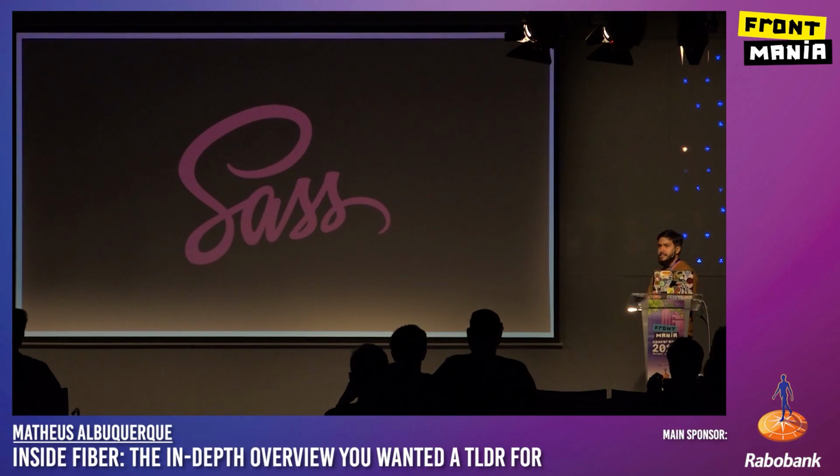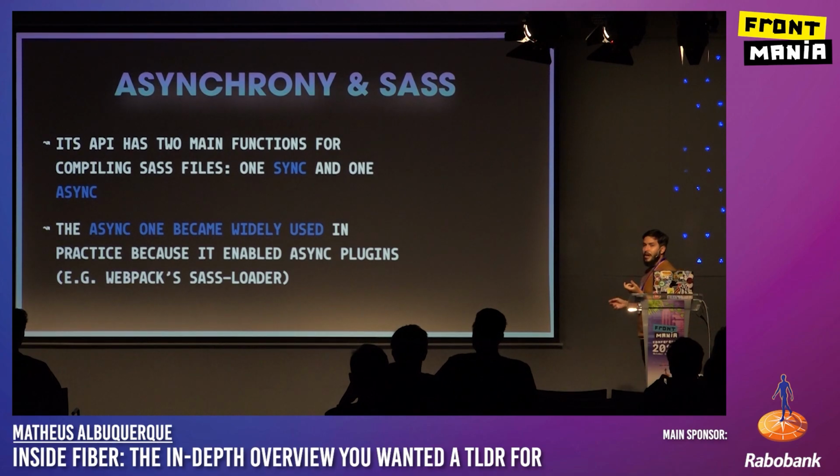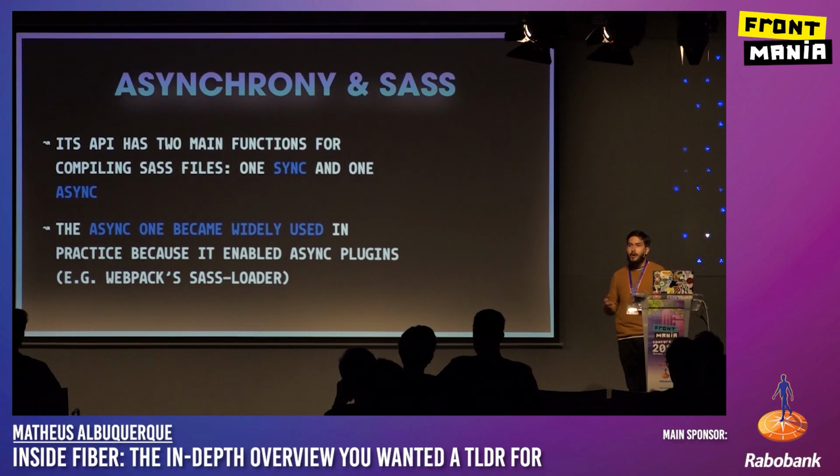But there's a really interesting case, which is SASS. I guess a lot of you have heard of SASS or used SASS. And SASS has two APIs for compiling SASS files. It's got the sync version and the async version. And over the years, the async version became more popular simply because everyone was into promises and async await stuff, and it was even more handy if you wanted to, for example, integrate with Webpack or write loaders, plugins, or any other thing like this.